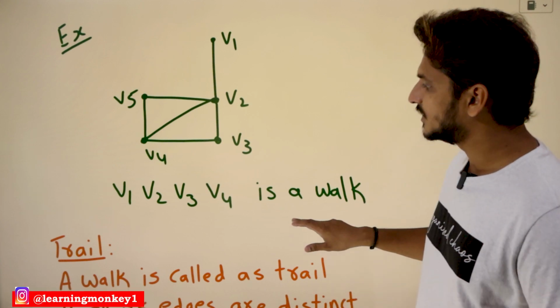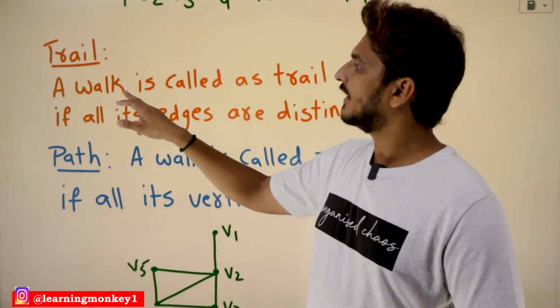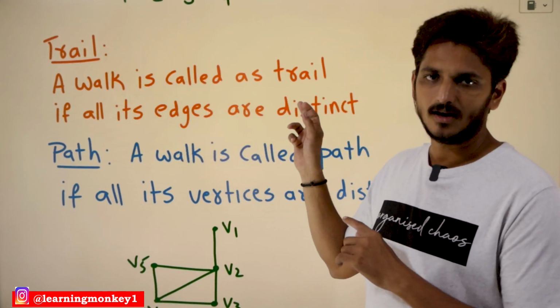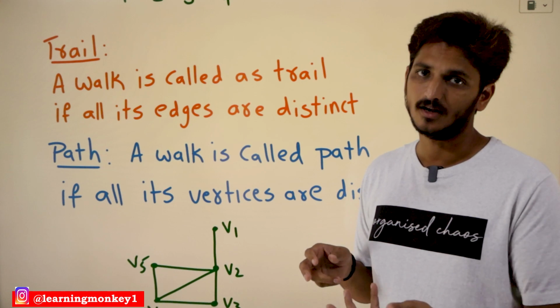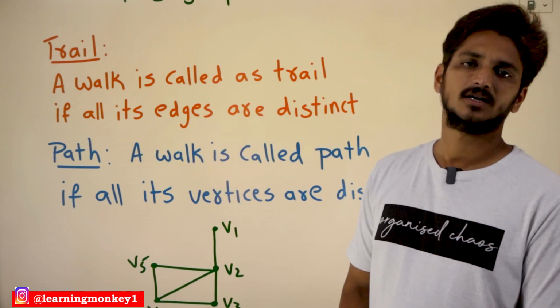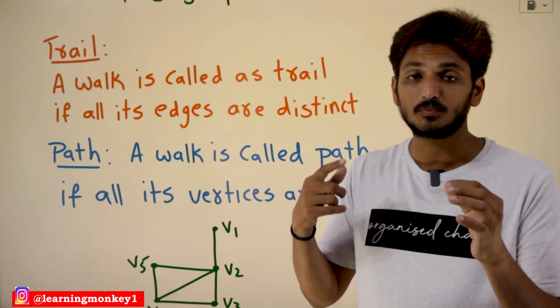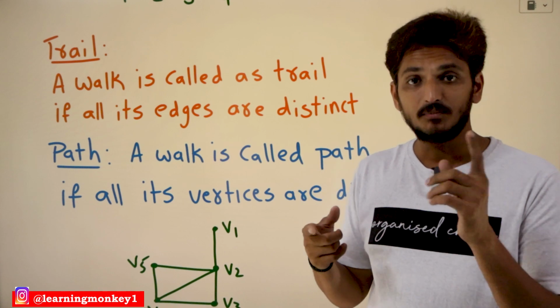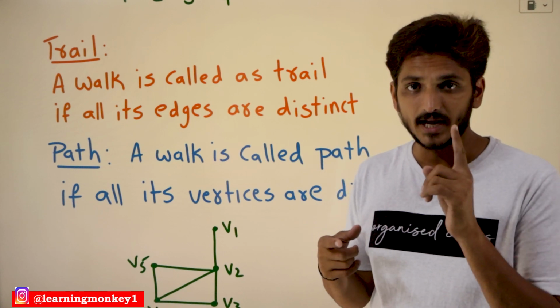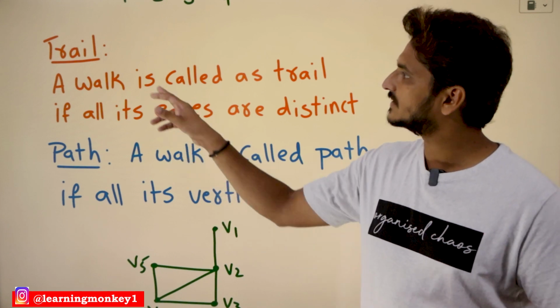Now coming to the next definition, what is meant by a trail? A walk is called a trail if all its edges are distinct. All the edges are distinct means we are not supposed to take an edge repeatedly. We have to take an edge only one time. Then we call it a trail.